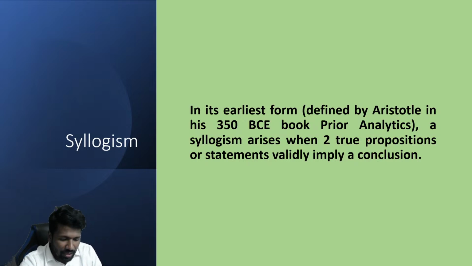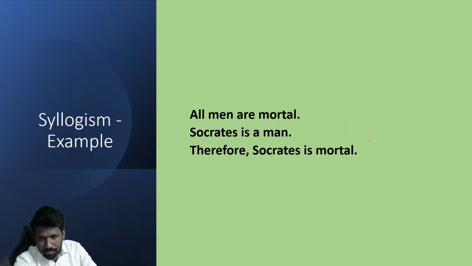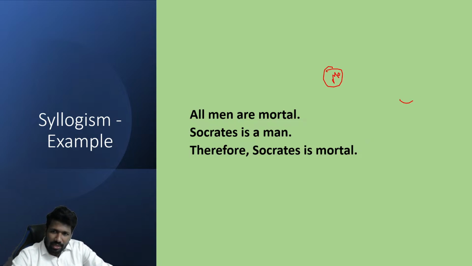Syllogism is actually a very old concept. In his 350 BC book, Prior Analytics, Aristotle mentioned syllogism. So this is one classic example we tell about syllogism. All men are mortal. Socrates is a man, then Socrates is mortal, na? Because the men set is completely inside the mortal set.